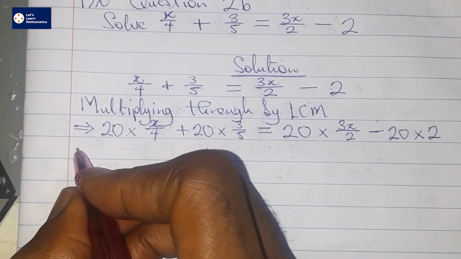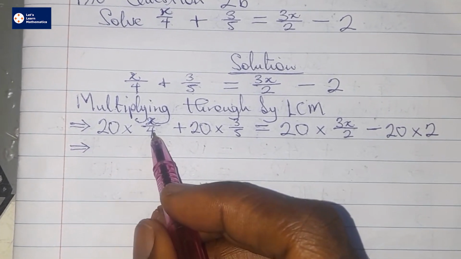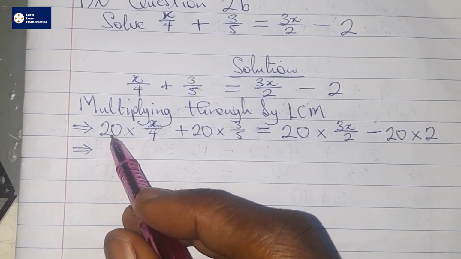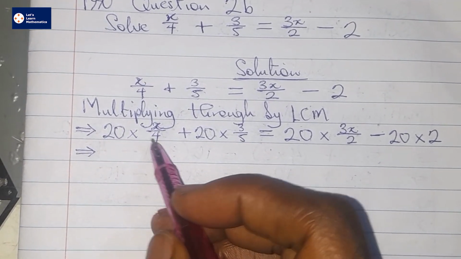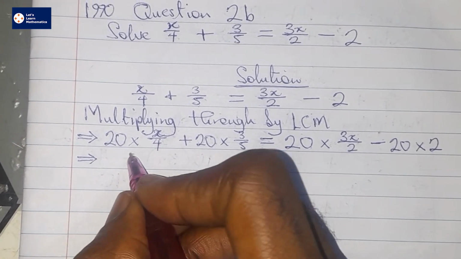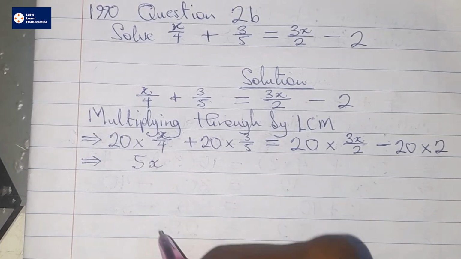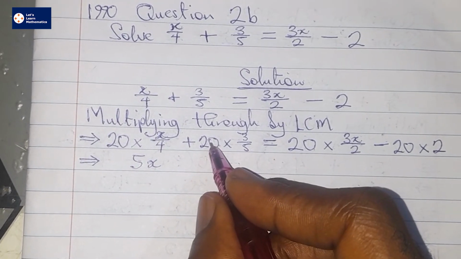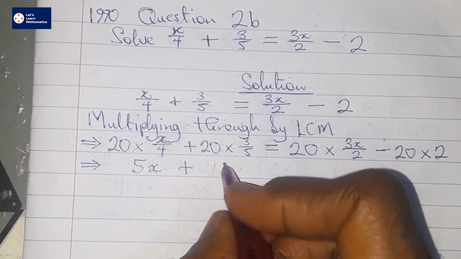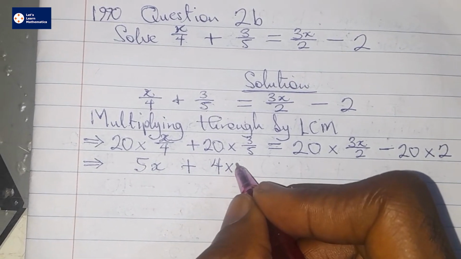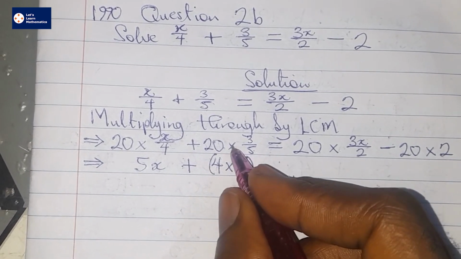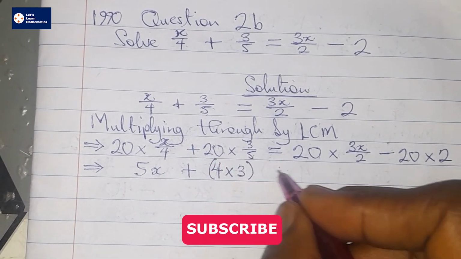Alright, so when we have it this way, then we can simplify it further. This 4 will cancel 20 five times. That is, we have 5 groups of 4 in 20. So if we are dividing 20 by 4, we are going to get 5. So we have 5x here. Then 5 will also cancel 20 4 times, because 5 times 4 is 20. So plus, there's going to be 4 times 3, and we have the multiplication sign here, so times 3.